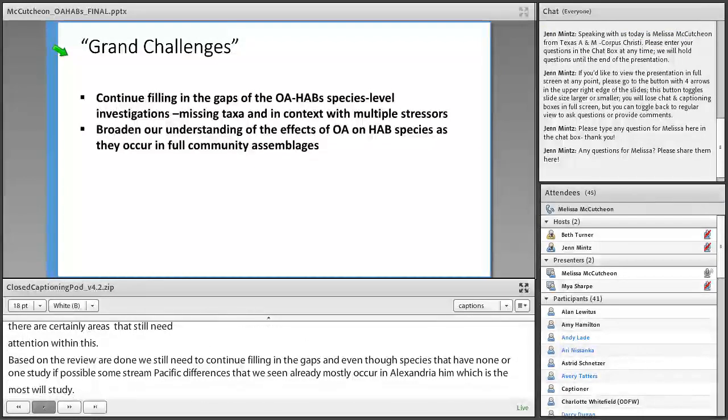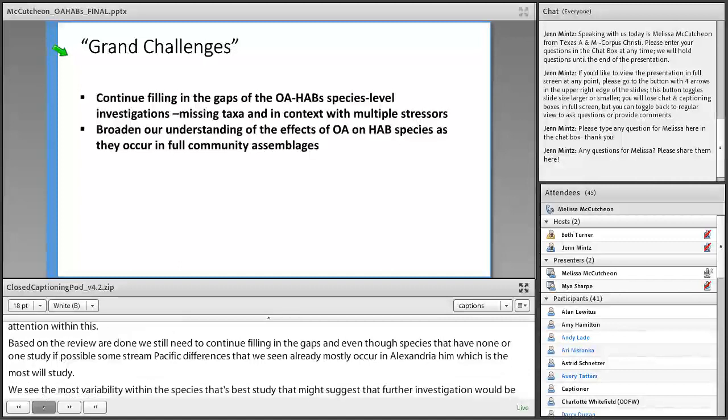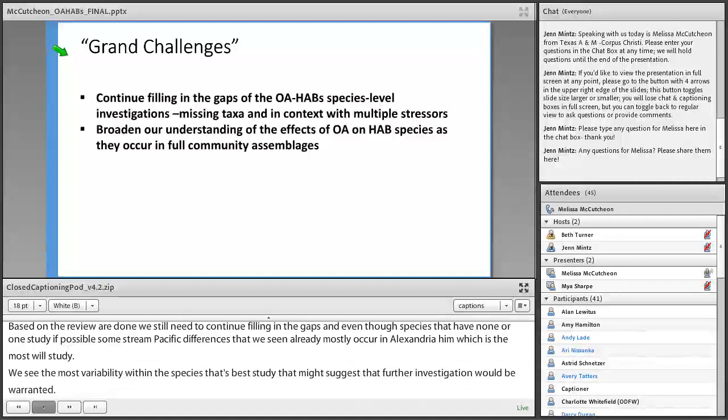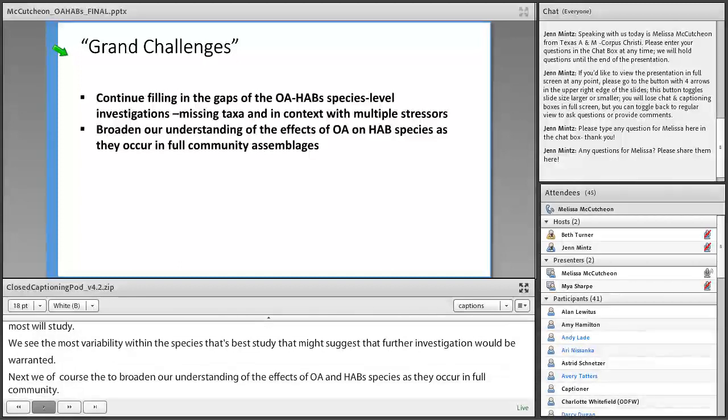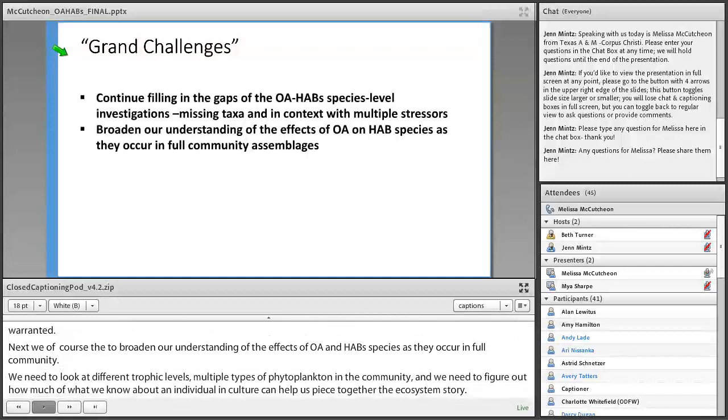Next, we, of course, need to broaden our understanding of the effects of OA and HAB species as they occur in a full community assemblage. So we need to look at different trophic levels. We need to look at multiple types of phytoplankton in a community. And we need to figure out how much of what we know about an individual in culture can help us piece together the total ecosystem story. And so it's going to be important to define how large and all-encompassing these experiments really need to be to understand those phytoplankton communities.